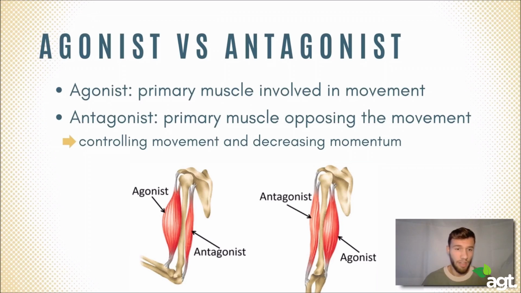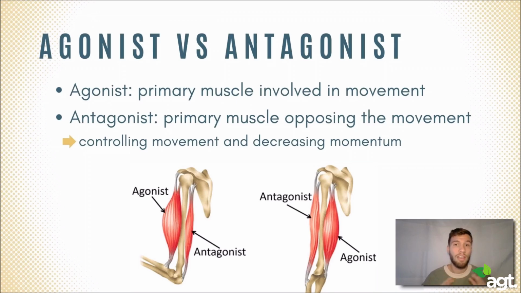Now, down here we have an example on the left side. We have a bicep curl, where the biceps is the agonist and the triceps acts as the antagonist. So the triceps is responsible for slowing down and controlling the movement, which is extremely important when contracting muscles, of course, always. So they're both extremely important.